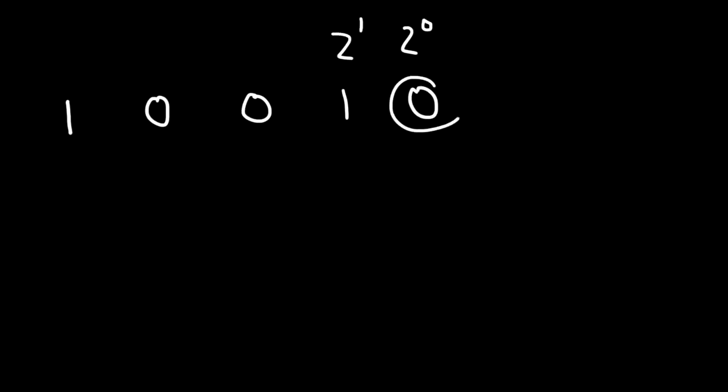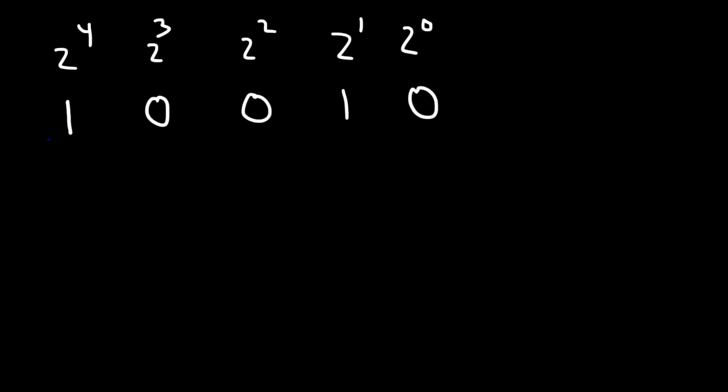Now let's try another example. 10010. If you want to try it, feel free to pause the video. Go ahead and write this number down and convert the binary number into a decimal number. So let's start from the right side. This is going to be 2 to the 0 power. The next number is 2 to the first power. It's 0 times 2 to the 0, by the way. And then the next number is going to be 0 times 2 squared, and then 0 times 2 to the third, and then 1 times 2 to the fourth.